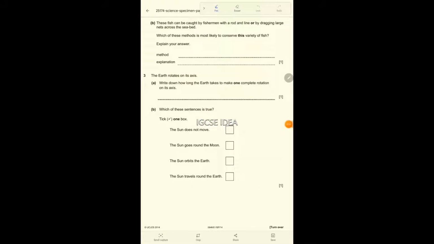These fish can be caught by fishermen with a rod and line, or by dragging large nets across the seabed. Which of these methods is most likely to conserve this variety of fish? Explain your answer. Okay, dragging large nets across the seabed is wrong, as many fish will be caught. But using a rod and line, yes, it will conserve the species, as only one fish will be caught.